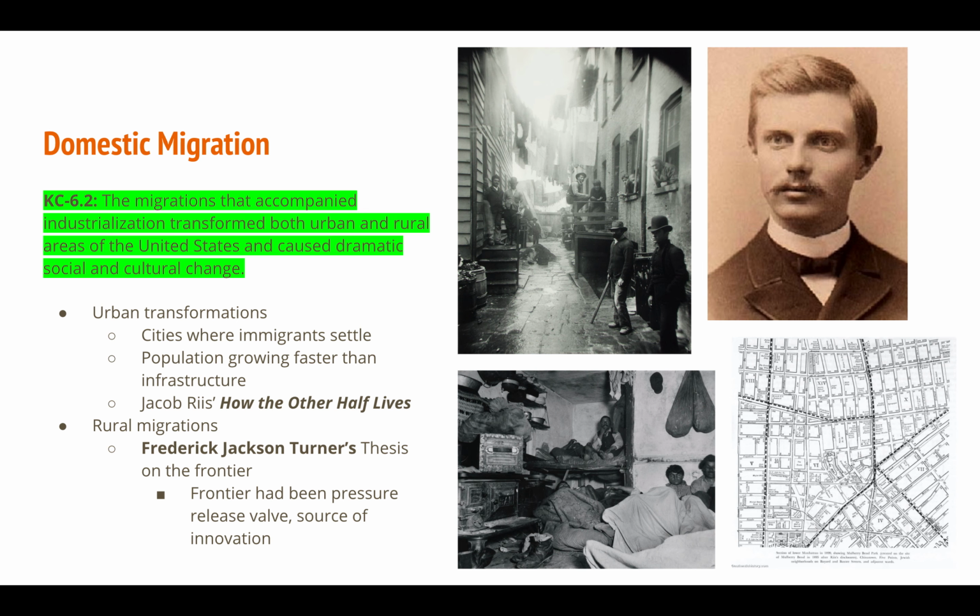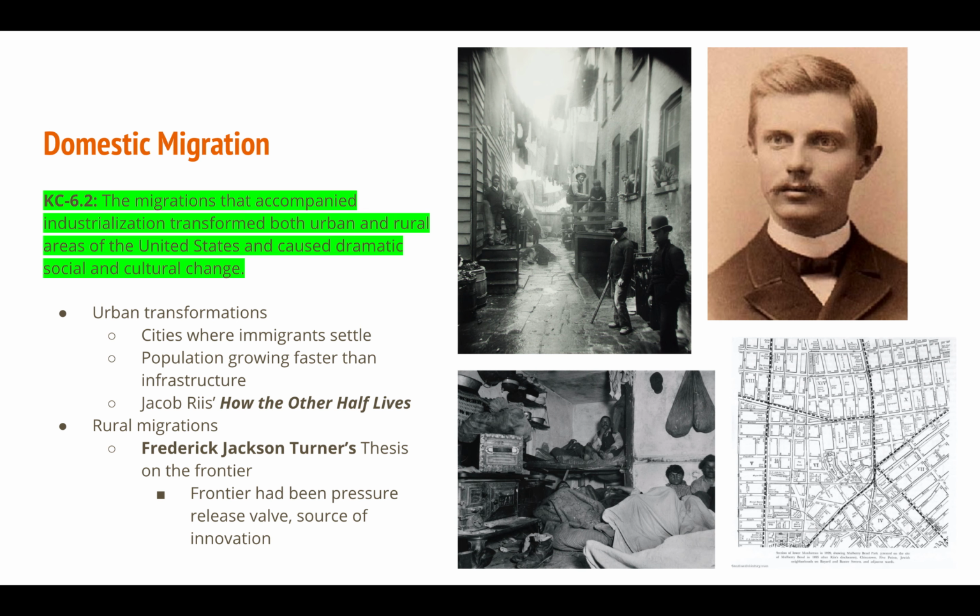During this time, it was said that the western frontier had now been filled, now that all of the United States had been populated from New York to California. Frederick Jackson Turner was a historian and social commentator who wrote this thesis on the frontier. His belief was that the frontier had always been a source of innovation. It had been a pressure release valve where people would go when they couldn't make it in the urban areas, or when they couldn't make it on the East Coast. They could always have an opportunity to try and make it on their own in the frontier.